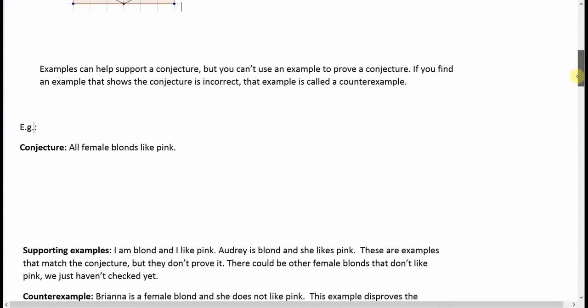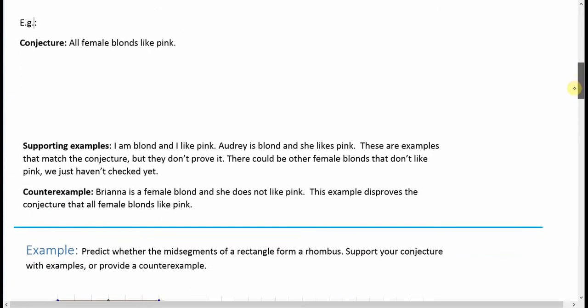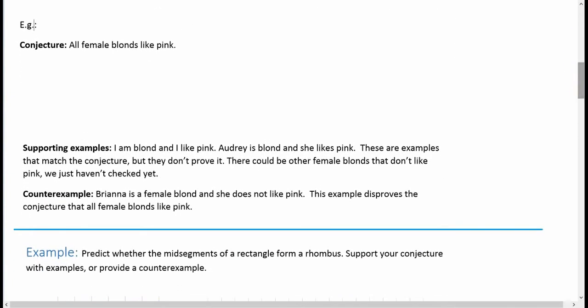Okay, so I'm going to give you an example here that's not a math example at all, just so you understand the terminology better, hopefully. So, if I make a conjecture, all female blondes like pink. I could make some supporting examples. I am a blonde, and I like pink. So that's support. I ask someone else. Audrey's a blonde, and she likes pink. That's a supporting example. So they match the conjecture, they support it. Some blondes like pink. It hasn't shown that all female blondes like pink, but some do.